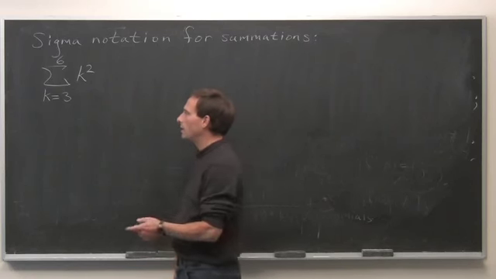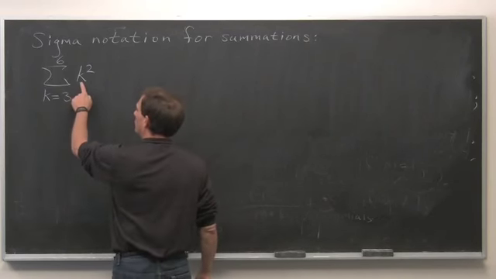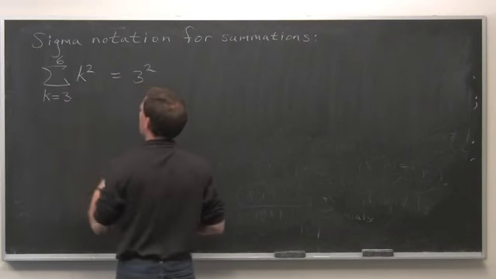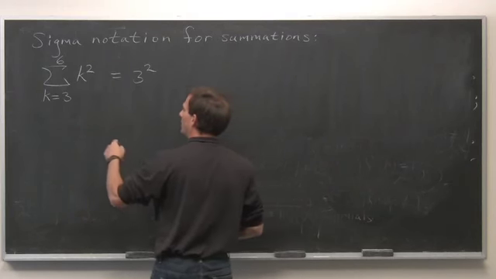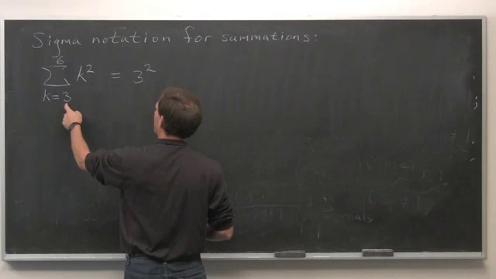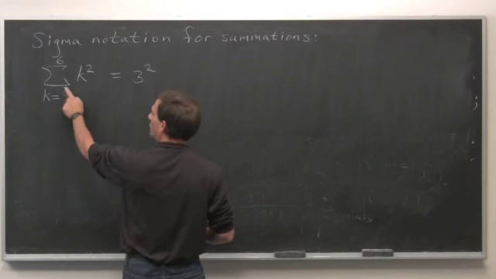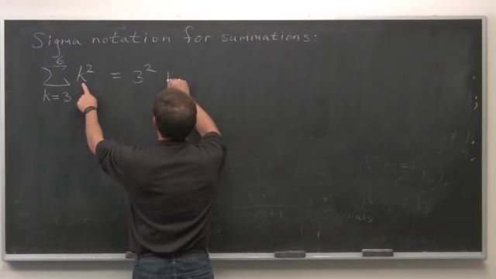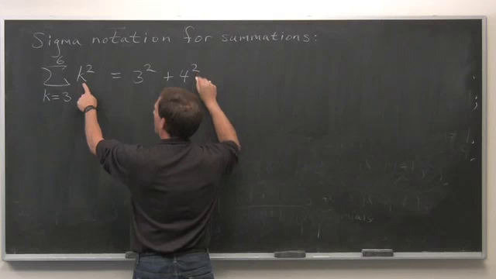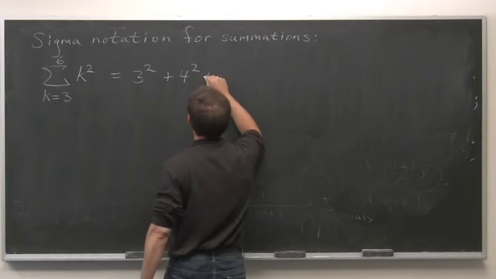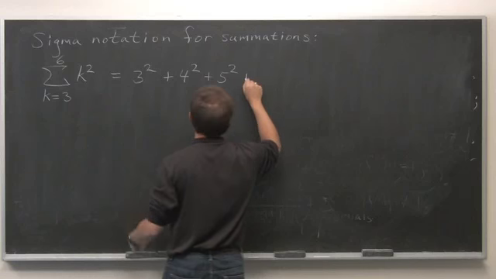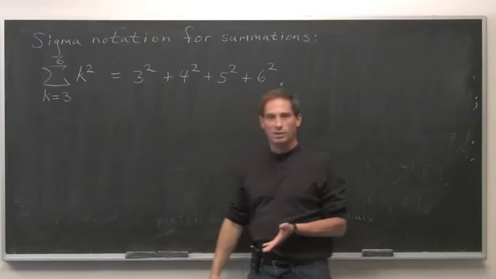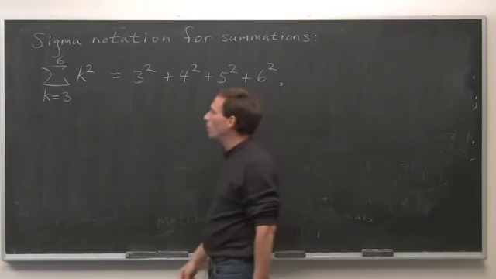What does this mean? It means first you plug in 3 for k, and you get 3 squared. And the sigma says add to that what you get when you plug in k is 4. You're going to let k go from 3 to 6 by 1 each time. So when k is 4, you take 4 squared, and you add that, and then you let k be 5, and so you add 5 squared, and you let k be 6, and you add 6 squared. This is sigma notation for summations.